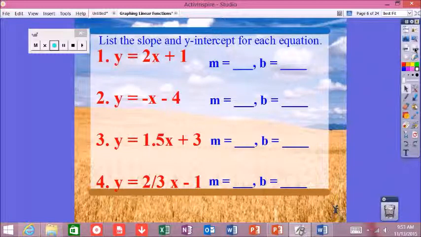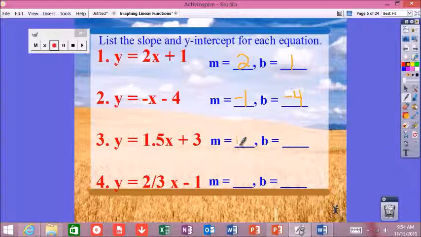So in our first equation, y equals 2x plus 1, we're thinking of the equation form, y equals mx plus b. The number in front of x is your slope. The number at the end, the constant that you're adding, is the y-intercept. So our slope is 2, and our y-intercept is positive 1. Example 2, there's an understood 1 in front of x, so our slope is negative 1x. And then our y-intercept is negative 4. y equals mx plus b, y equals negative 1x plus negative 4.